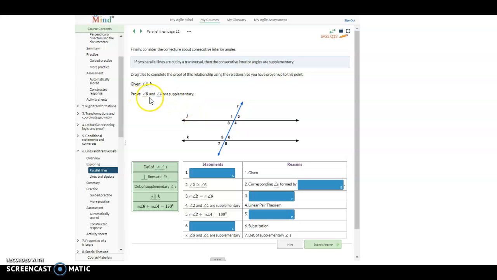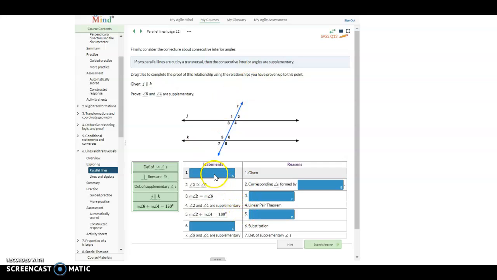We're going to prove that 6 and 4 have the supplementary relationship. So again, remember, these are not congruent. 4 is obviously an obtuse angle, 6 is obviously an acute angle, so it wouldn't make sense to say these are congruent. They are definitely not congruent. They are, however, supplementary, which means they add to be 180 degrees. So let's look at filling in this proof.